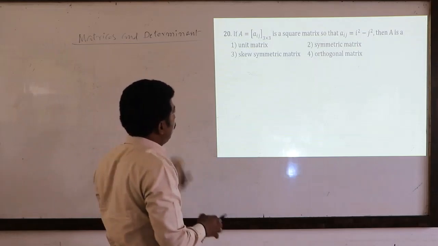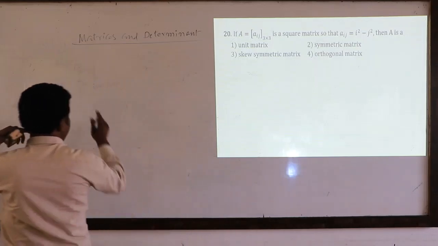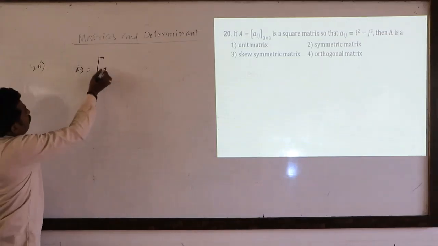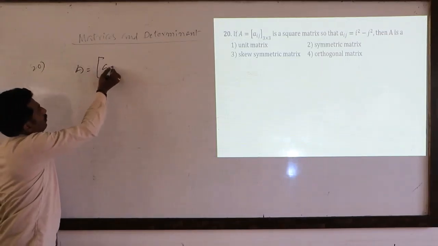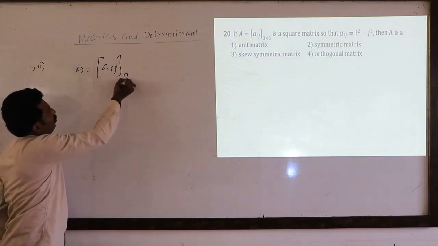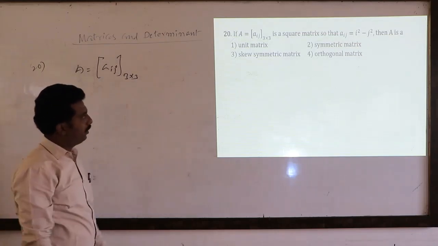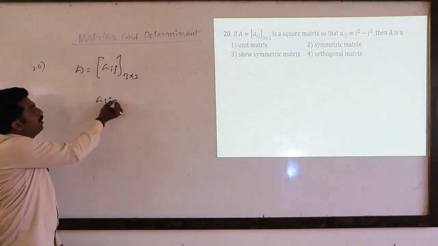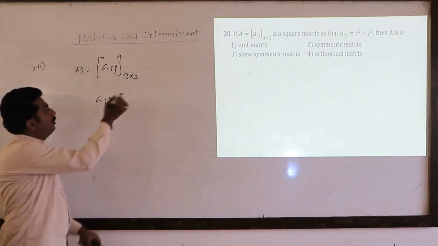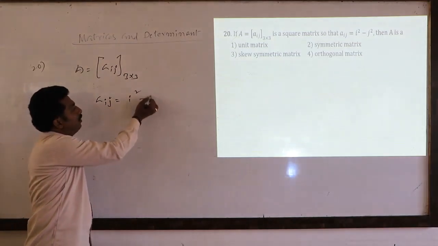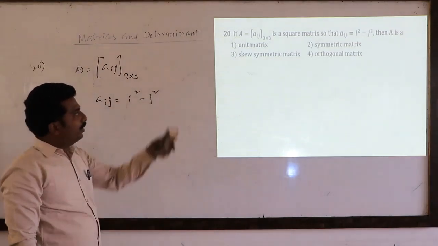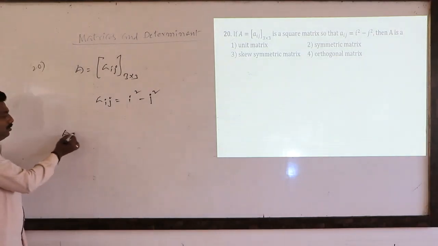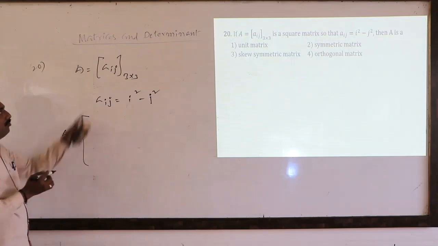If A equals Aij, one square matrix they have given. See there, A equals matrix Aij, whose order is 3 by 3, where Aij, see here, the elements are of the form i square minus j square. Then what about the A matrix? They are asking this question. See, first I am writing the 3 by 3 square matrix.